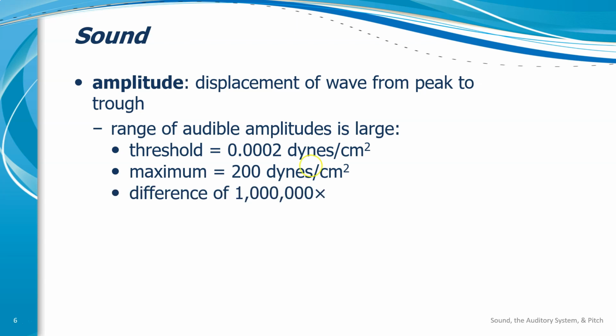That means that there's a difference from the threshold to the maximum of about 1,000,000 times. I know that's kind of difficult to see because of the decimal points and everything, but this is a huge, huge range, and that kind of makes it awkward to work with.